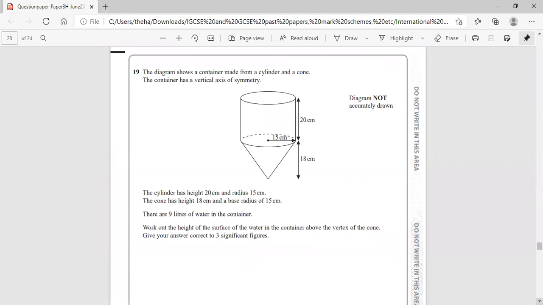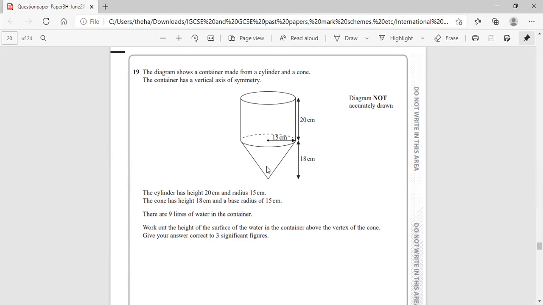Oh yes, so question 19. The diagram shows a container made from a cylinder and a cone. The container has a vertical axis of symmetry. Okay, the cylinder has a height 20 centimeters and a radius 15 centimeters. The cone has a height 18 centimeters and a base radius of 15 centimeters. So it's just basically telling us the information about this shape.